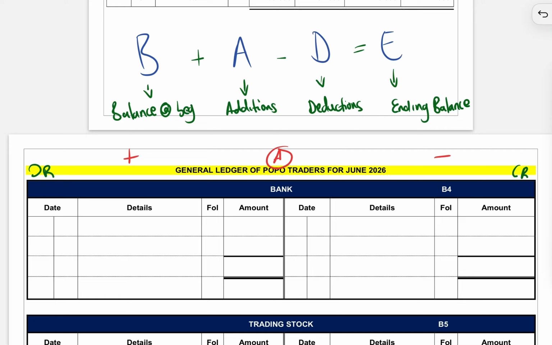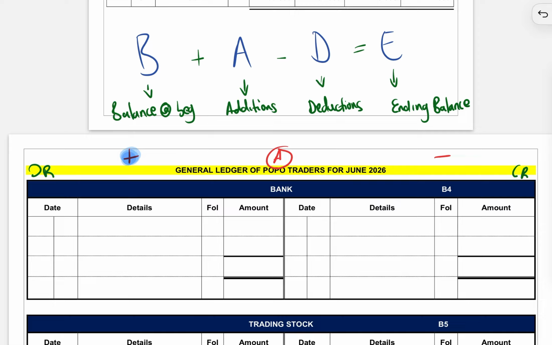On the 1st of June 2026, the opening balances are always located on the increasing side of that account. You see why it is important for you to label your accounts, so that you don't make any mistake of recording the balances or any other transactions on the incorrect side.